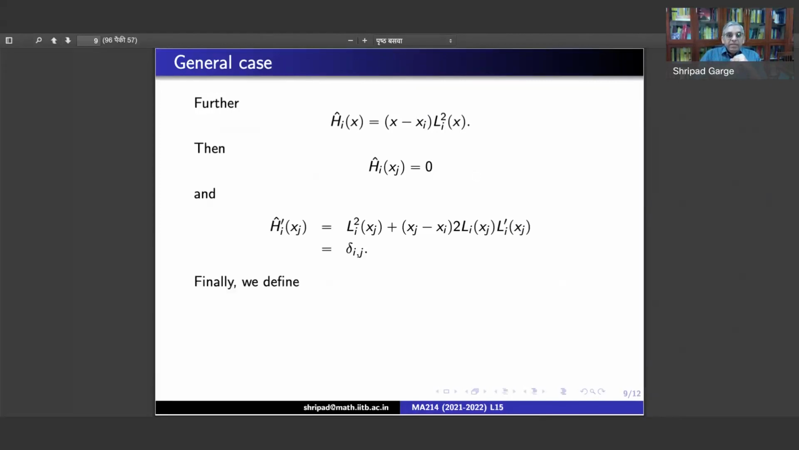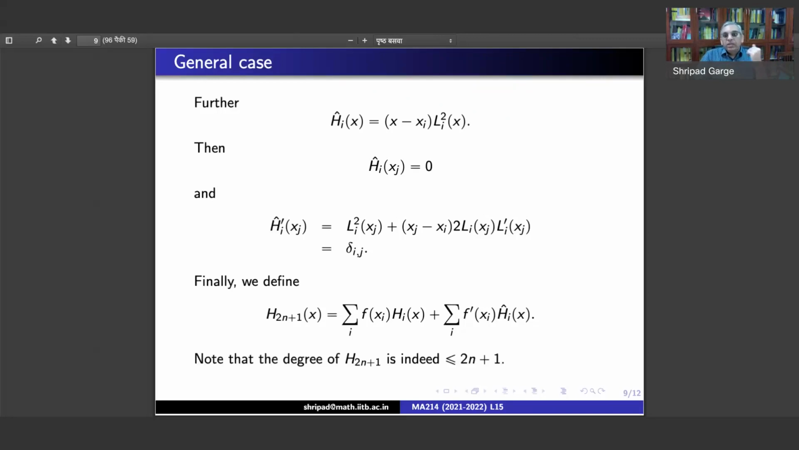And finally, we define our Hermite polynomial h_{2n+1} of x, because it will have degree less than or equal to 2n plus 1, as simply the summation of f(x_i) h_i plus the summation of f prime at x_i times h_i hat. Let's do an example. Until we do an example, things are not quite clear. The degree of this polynomial is indeed less than or equal to 2n plus 1. The degree might even be less depending on these values.